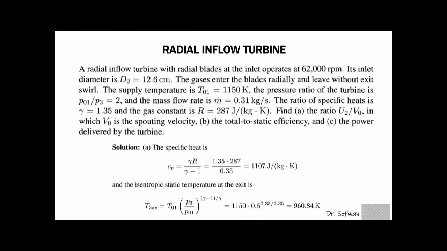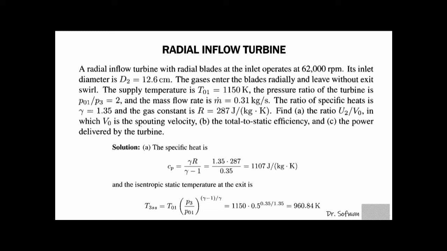Okay, so that is pretty much the fundamental aspect, or the main equations, that you need to understand for a radial inflow turbine. Now we want to look into an example so that you can get more understanding on how to use those equations. A radial inflow turbine with radial blades at the inlet operates at 62,000 RPM. Its inlet diameter is D2 equal 12.6 centimeters. The gases enter the blades radially and leave without exit swirl, which means they leave purely axial.